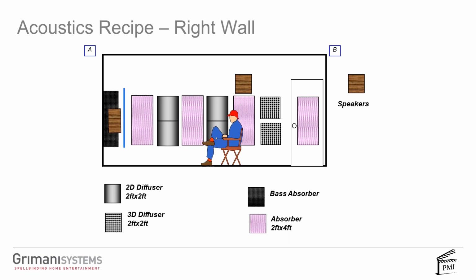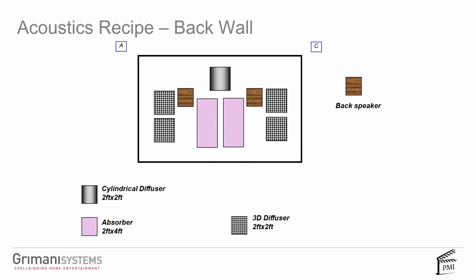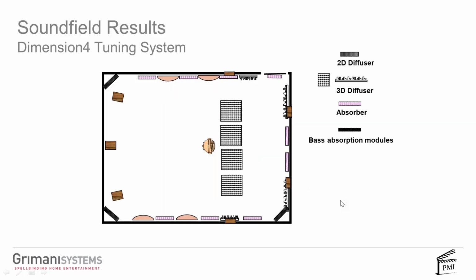Okay. The back wall, it's good to put absorption in the middle of the back wall to stop the sound energy that's going between the front and back wall, and some scattering devices, some 3D scattering devices to the outside, maybe a 2D diffuser up there. Okay. Now, what does that all do?